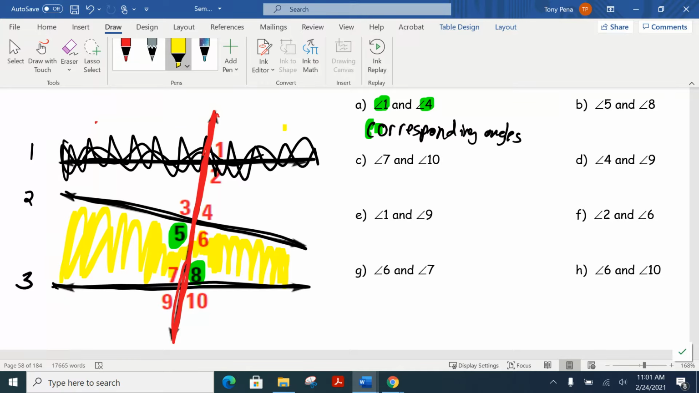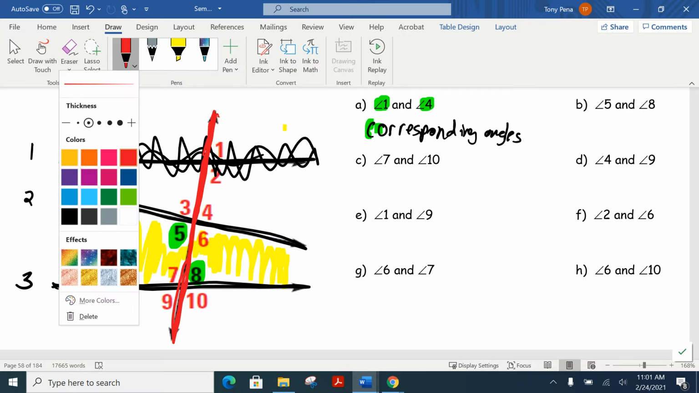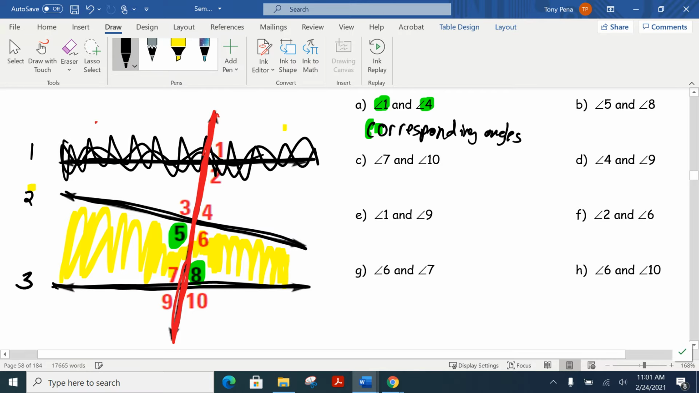They're both inside. So the little term that we use on the front page to identify that, these are alternate, because they're on opposite sides of the transversal. All right, 5 is on the left, 8 is on the right, and they lie in between the 2 lines. So that means they are interior angles. So those are alternate interior angles.